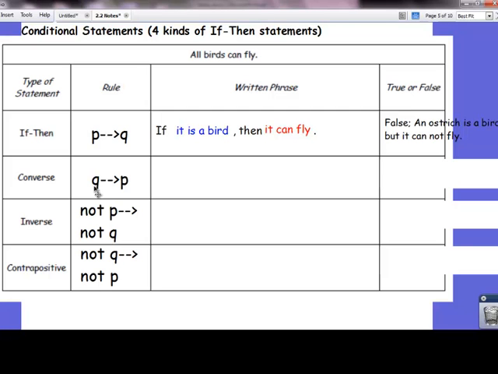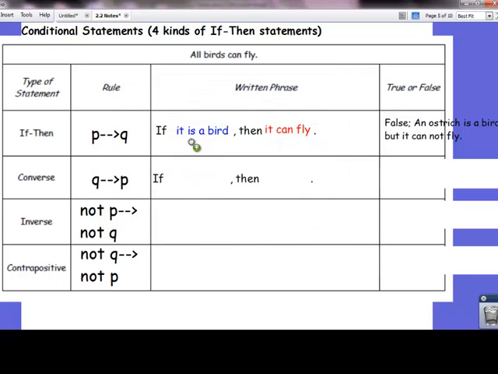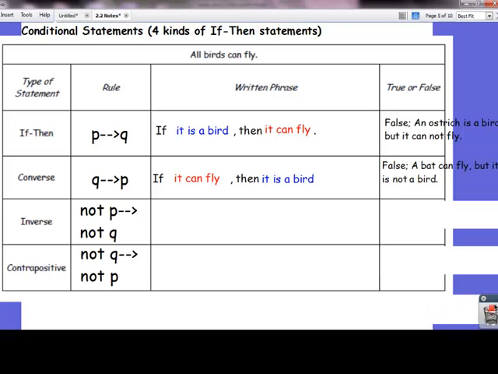So this time it's going to say the conclusion first and then the hypothesis. We still start with our if-then, but now instead of stating our hypothesis first, we're going to state our conclusion first because it's Q, then P. So if it can fly, then it is a bird. Now you need to decide, is this true or false? In this case, it's also false.